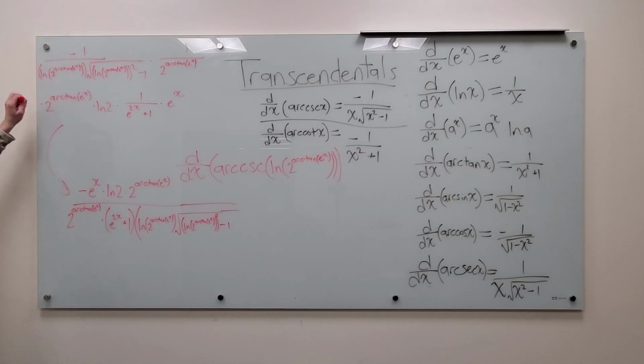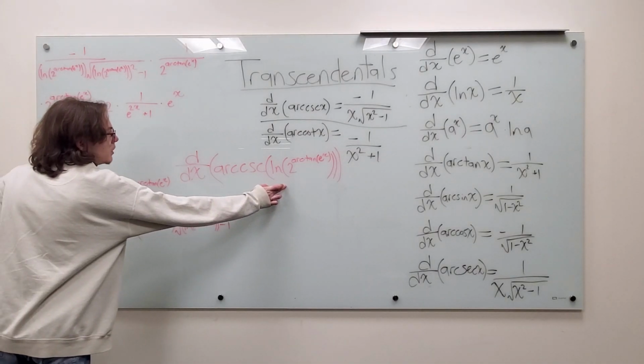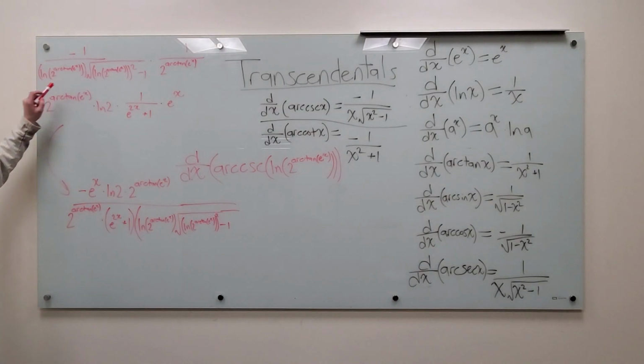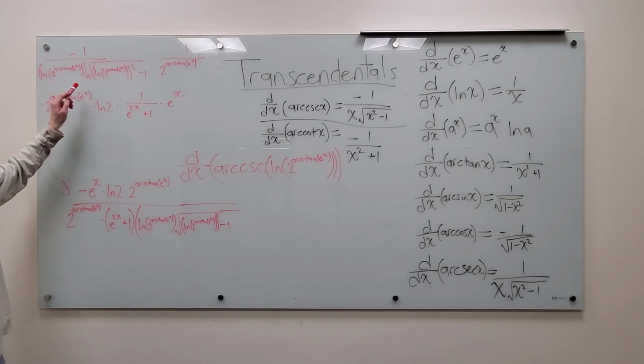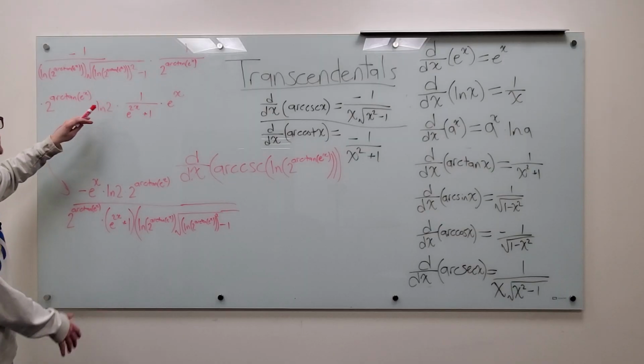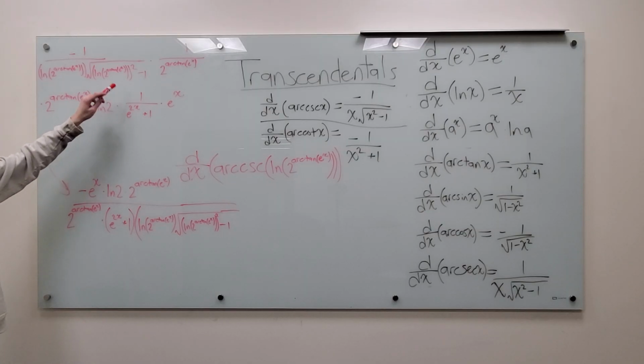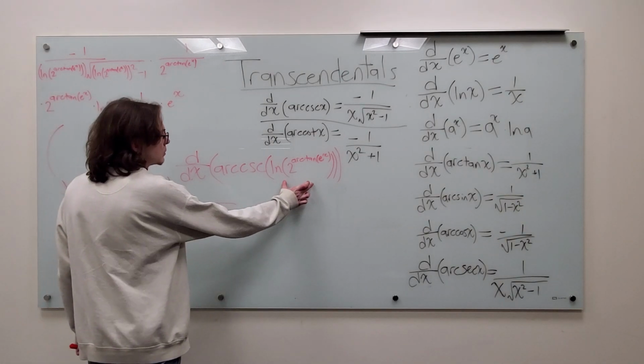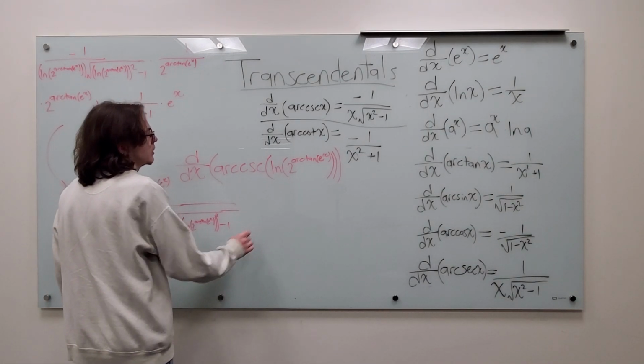So negative 1 over our u, which is natural log of 2 to the arctangent of e to the x. So negative 1 over the natural log of 2 to the arctangent of e to the x times the square root of that whole thing squared, natural log of 2 to the arctangent of e to the x squared minus 1, multiplied by the derivative of this first inside term, natural log of x.